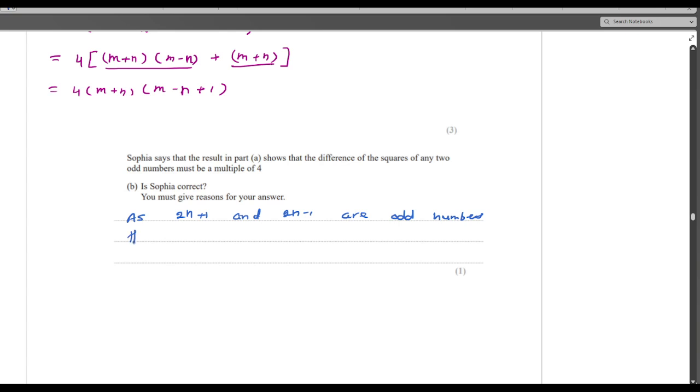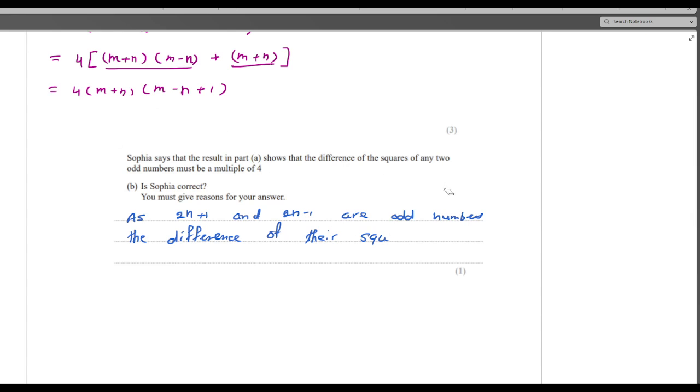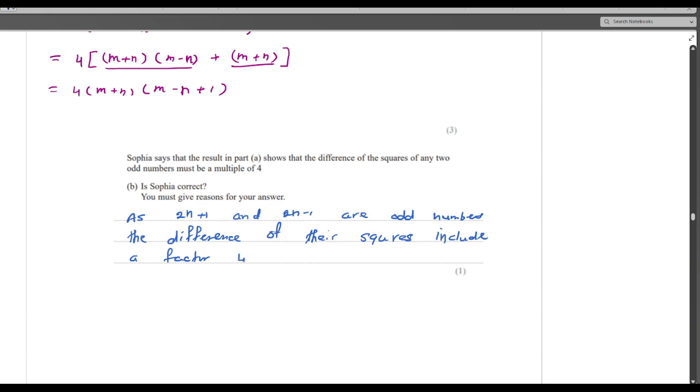The difference of their squares includes a factor 4, as in the above proof.